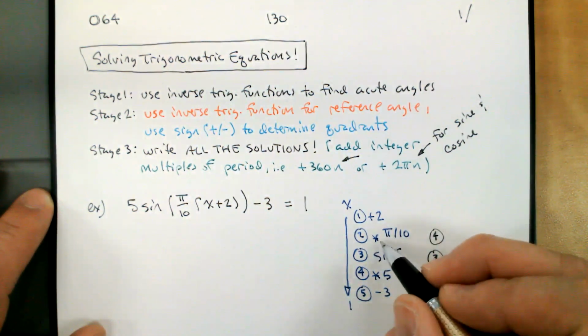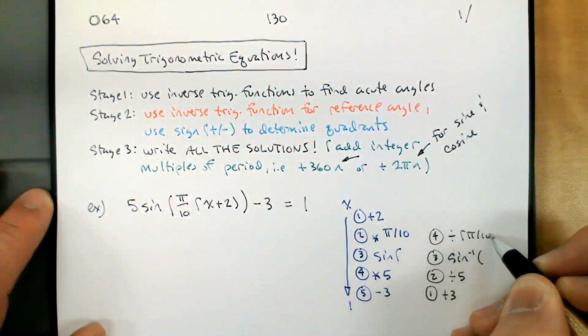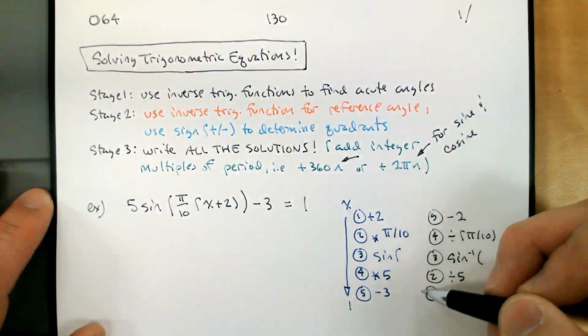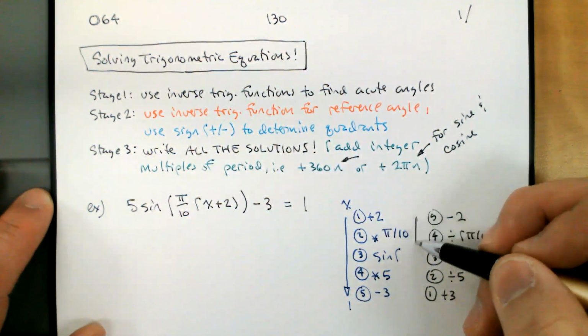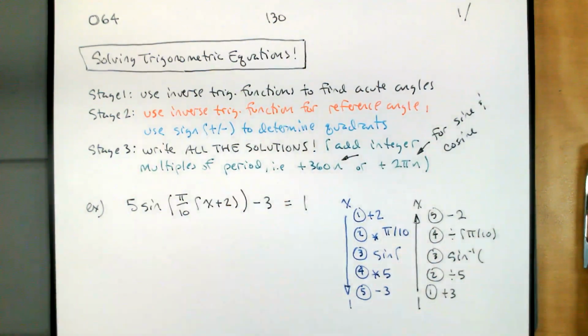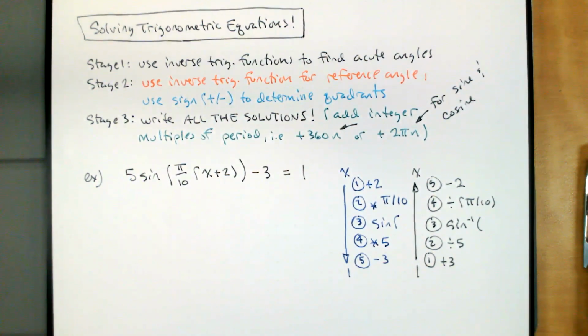Then we can undo, instead of multiplying by pi over 10, we'll divide by pi over 10. And finally, we'll subtract 2. And that's how we'll turn 1 back into x. We're going to apply inverse operations in reverse order. Let's start with 1 and do these things.